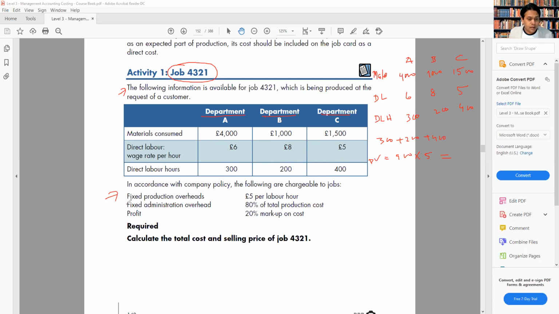Number two, admin overhead. They said 80% of the production cost. So I have to calculate the total production cost, and after that I will take 80%, and that will be the admin overhead. And finally, I have to add the profit, 20% markup on cost. So I'll calculate the total cost. On the total cost, I'm going to add 20% as a markup. That's it. So let's move on, complete this question.